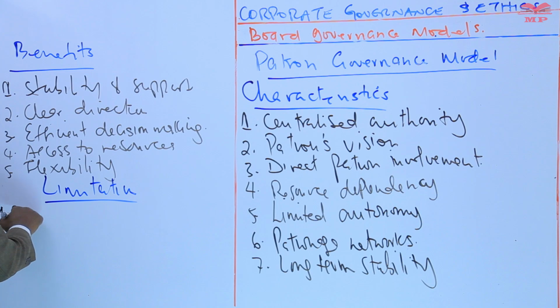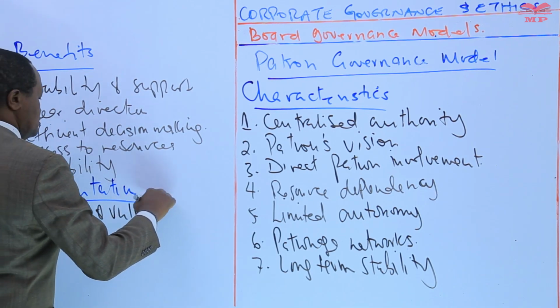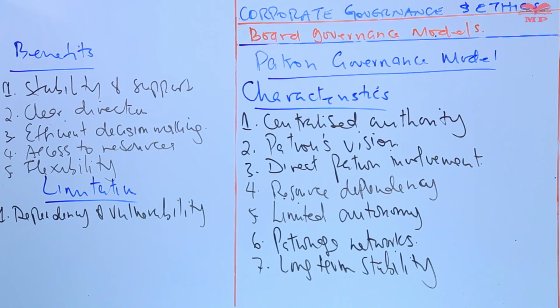Dependency and vulnerability. Organizations under a patron can become overly dependent on the patron, that is, dependent for resources and support, which makes them vulnerable to the patron's whims and changes in circumstances.